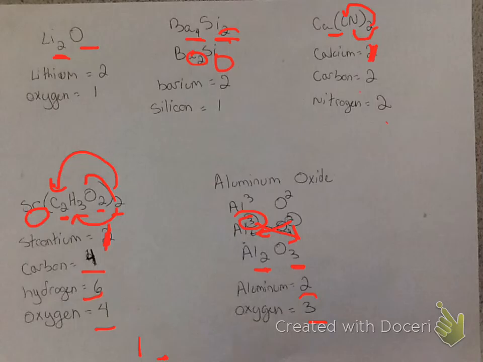Now, do not get these counting them confused with the charges. The charges are always written on top. So aluminum is 3, oxygen is 2. If you're counting the number of the type of atom, it's always this, we call them a subscript, the small number that's at the bottom next to it.